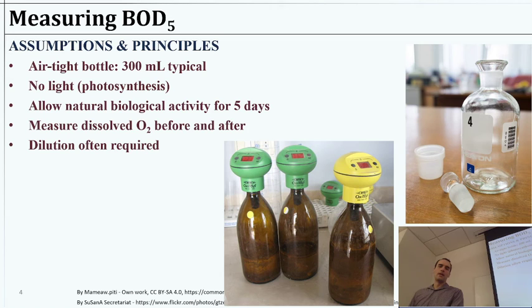So we have to have an airtight bottle, make sure there's no oxygen exchange with the atmosphere, so that we can actually track how much oxygen is in our system. We need to protect it from light, and then we let the biological activity happen for 5 days. That may mean that we need to add some bacteria to it if we have a very dilute system. If we have a whole lot of waste that's really nasty and has lots of stuff in it, it's going to demand a lot of oxygen. We're typically going to have to dilute because there's only a certain amount of oxygen that can dissolve in water.